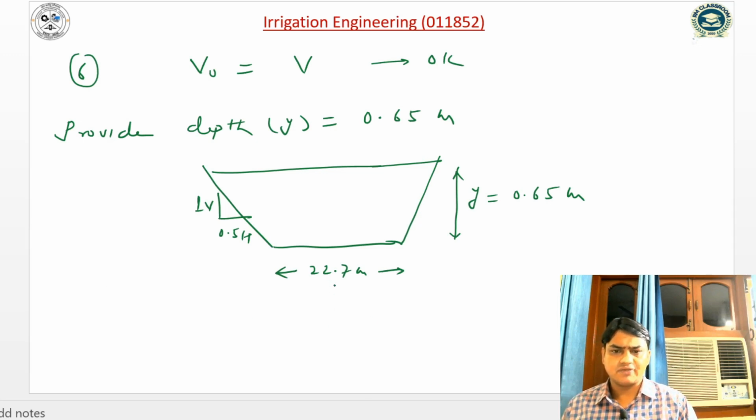So in the next class I will discuss what is Garrett diagram, and then the disadvantages of Kennedy's theory, and then I will discuss another theory for the design of a stable channel, that is Lacey's silt theory.